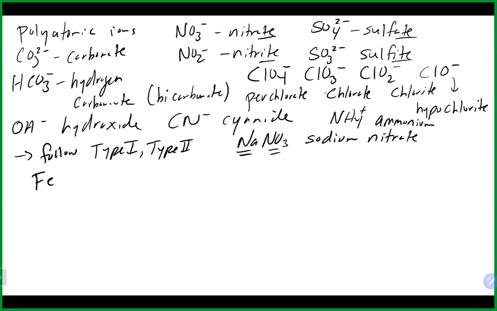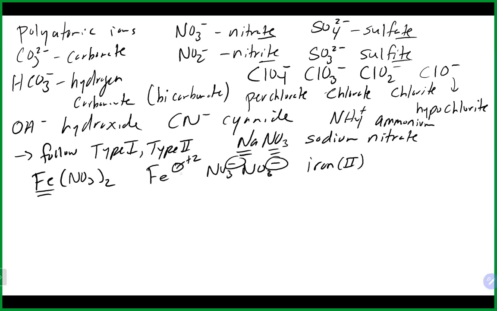If you had Fe(NO3)2, remember that when you have more than one polyatomic ion, you need to put parentheses around it and how many you have. This is a type 2 metal, which means we need to figure out the charge on the iron. Nitrate is -1, and there are 2 of them, so that's -2. This means the iron would be +2, so this would be iron(II) nitrate. Once again, even though you have multiples, there is no prefix. You just use the whole name of the polyatomic ion. Any questions on polyatomic ions? Yeah.